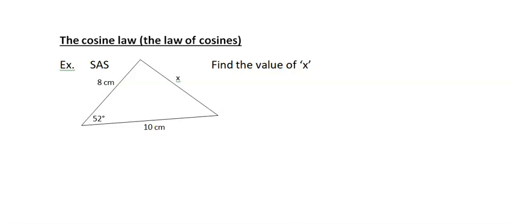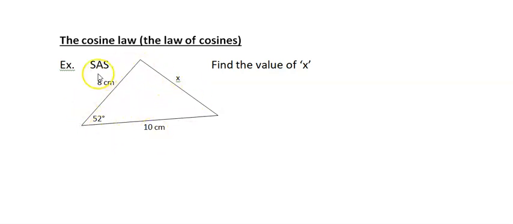Welcome to the video lesson on the cosine law, also known as the law of cosines. And just like the sine law, the cosine law is a tool that we can use in a non-90-degree triangle. And specifically, there are two situations in which we would not be able to use the sine law. Remember that the sine law requires one pair of side and angle that are opposite each other.